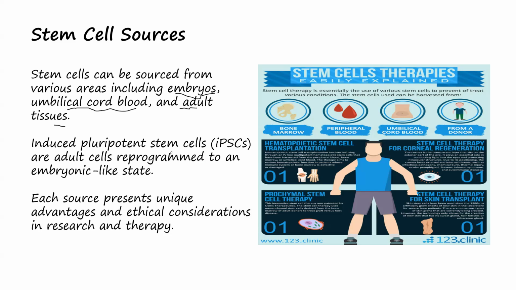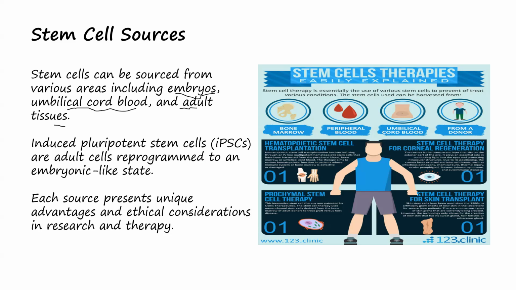So in the case of induced pluripotent stem cells, they are adult cells reprogrammed to an embryonic-like state. They are already specialized adult cells, but they can be reprogrammed. They can be instructed to go back to embryonic stem cells or to embryonic-like states, meaning that they are already specialized cells, but you instruct them to go back to stem cells. So that is what we call induced pluripotent stem cells.